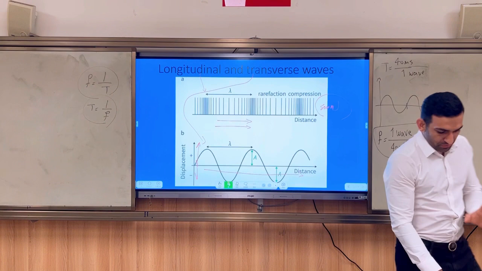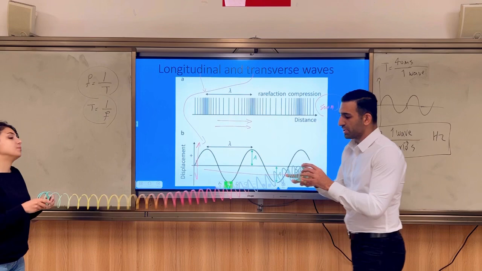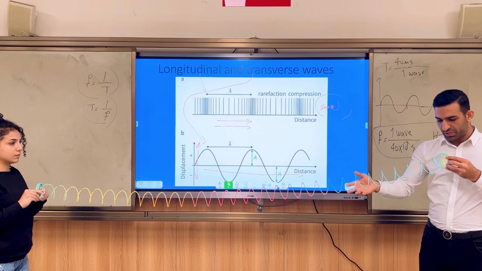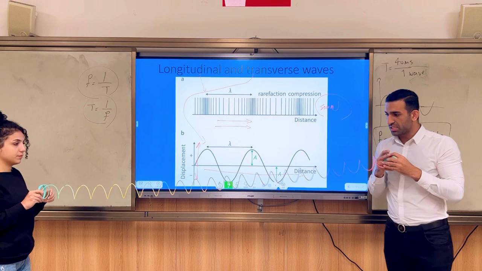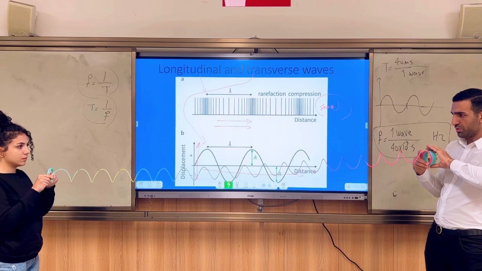So I have a spring here. That's a kind of slinky spring. I'm going to ask my assistant to come here and help me understand what the longitudinal and the transverse wave is. I'm first going to simulate a longitudinal wave. I'm going to compress it like this, but another part of the wave is rarefied. So I'm going to compress them here and release them. 1, 2, 3, ready, go.